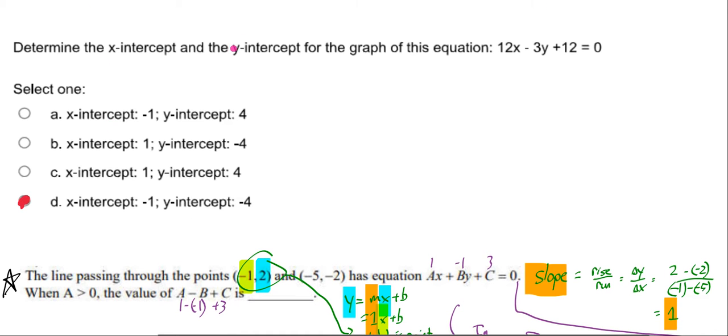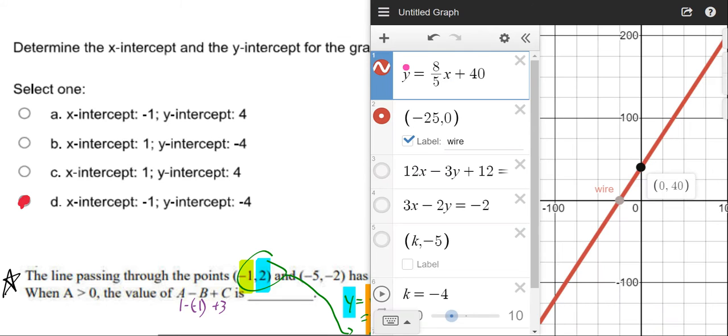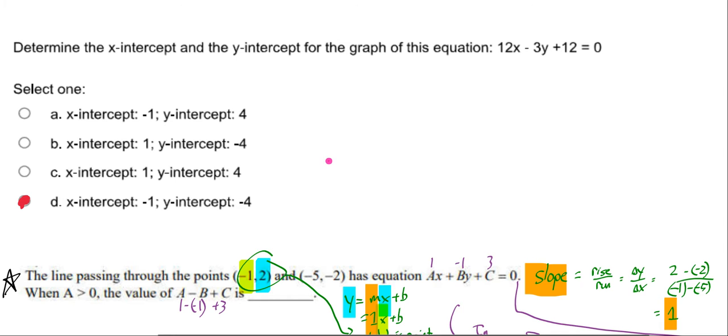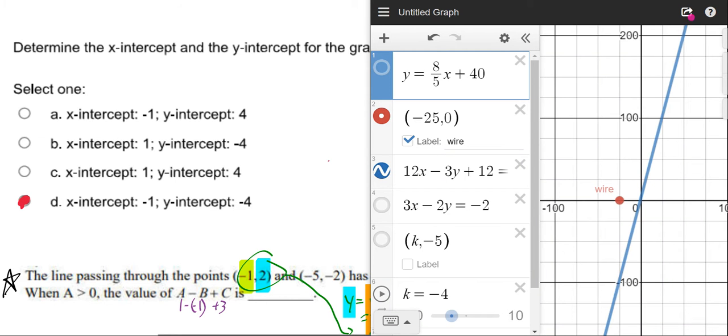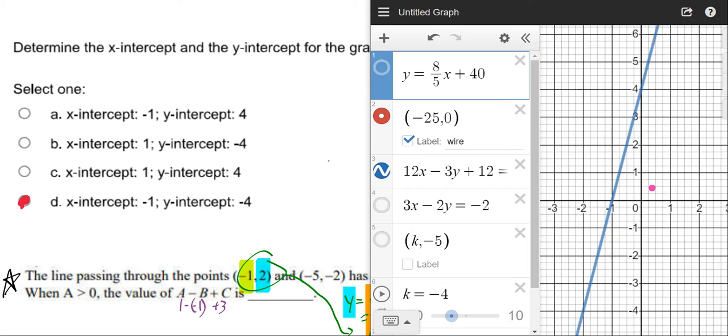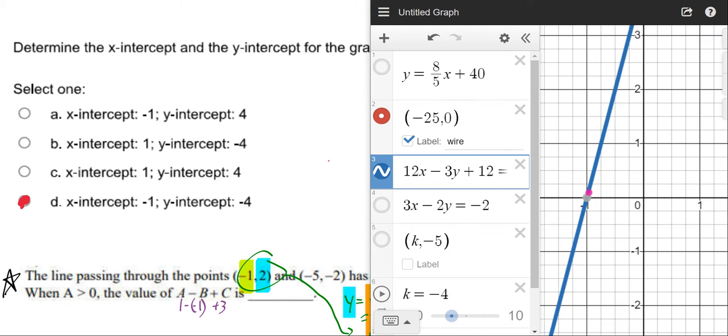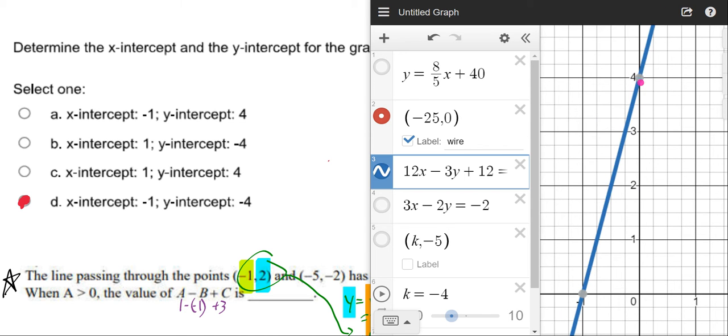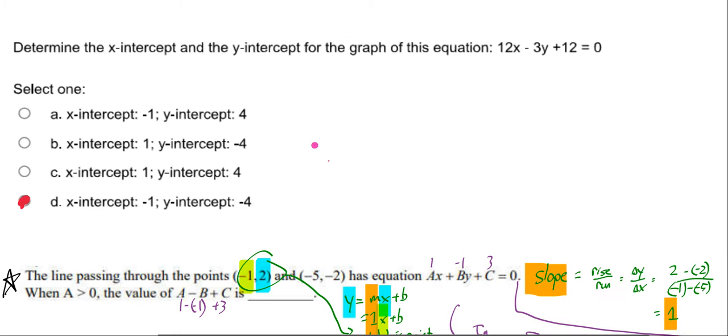Here, determine the x and the y-intercept of the graph for this equation. So in these two things, finding x-intercept and y-intercept, we can solve this a couple of ways. One of the ways is by graphing. If we do it by graphing, then I'll just hide what we had before, and I'll put in 12x minus 3y plus 12. Got this ready. This line here has an intercept at -1 on the x-axis and an intercept at +4 on the y-axis. So graphing is an acceptable way to find this.